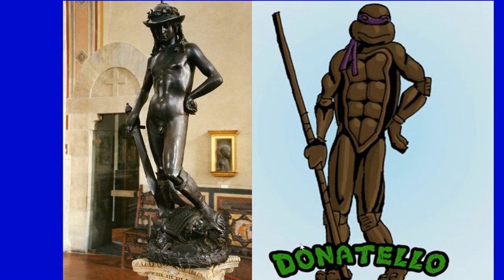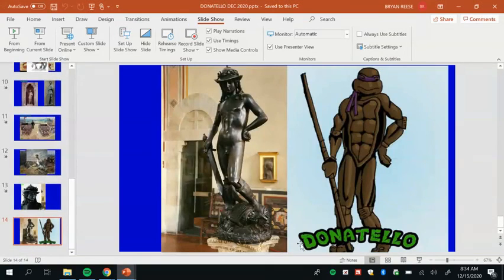All right, and then I found this joke right here. This shows the turtle Donatello in the pose of David, a sculpture from Donatello. All right, and that's all I have to share with you from Donatello.